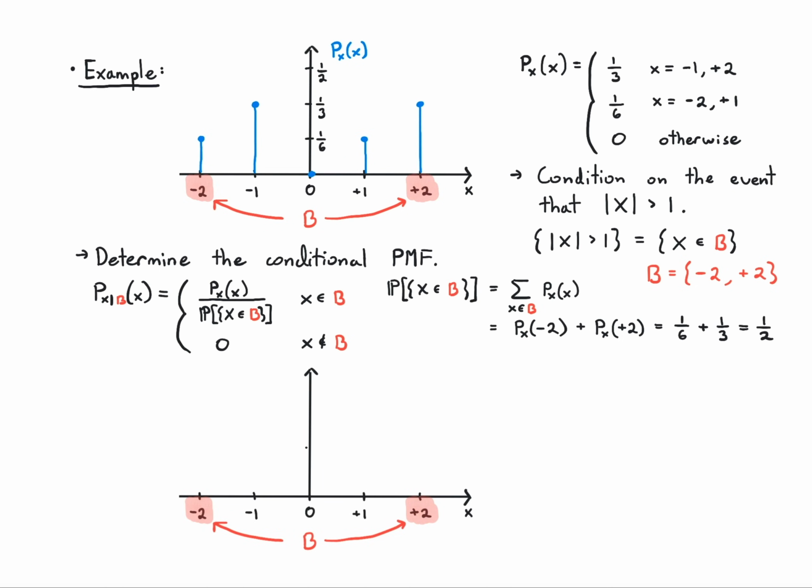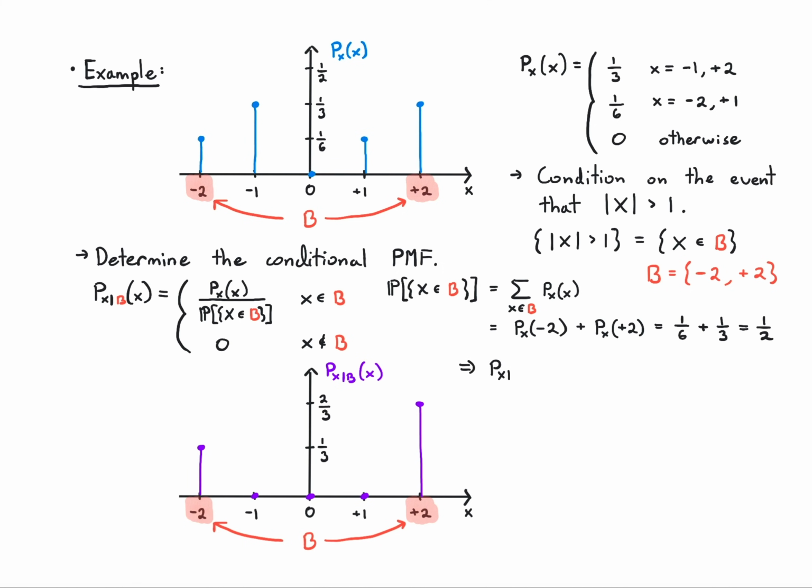So now I can divide through by this value, and what it effectively does is rescale the PMF on the positions of B by 1/2, which is 2. So it's like I'm multiplying a sixth by 2 to get a third, and then a third by 2 to get 2/3. And the other values at -1 and 1 have probability 0 now because they're not in B. So I keep the shape of the PMF the same on B, but I renormalize.